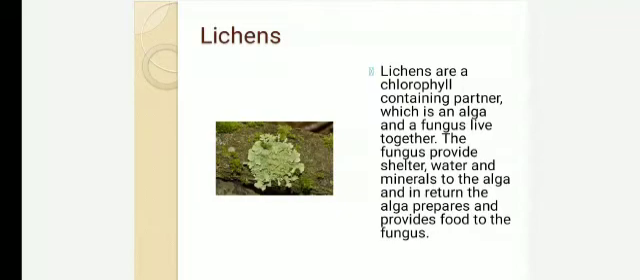Lichens have a chlorophyll containing partner, which is an alga, and a fungus living together. Who is the partner? Alga is the partner. An alga and a fungus live together. The fungus provides shelter, water and minerals to the alga. And what does the alga provide in return? Alga prepares food for the fungus.